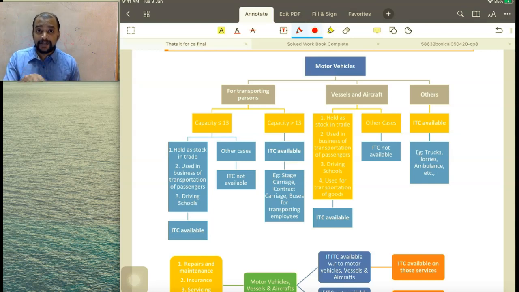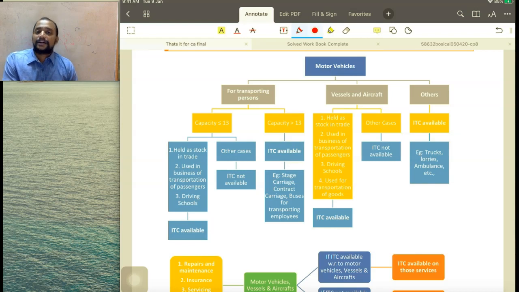Transportation of goods may not be your business, but transportation of passengers should be your business. Even if transportation of goods is not your business, you can still enjoy the ITC. So, this is about motor vehicles. Now, let's try to understand this with the help of a few situations here.